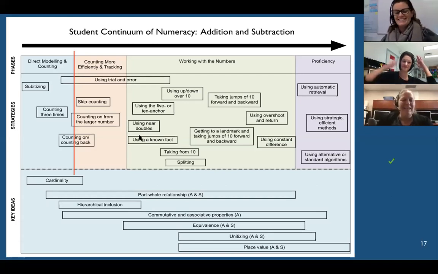Anyway, I put this red line in here because that phase line really is a distinguishing line on that cardinality key idea. Do they really trust their understanding of those, usually in the beginning small numbers, enough to be able to count on from that spot?